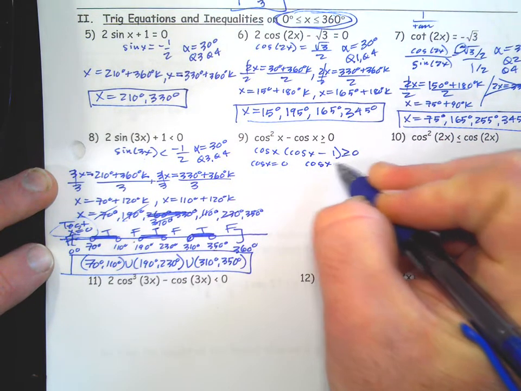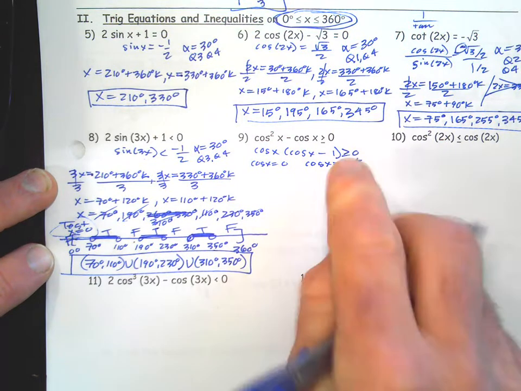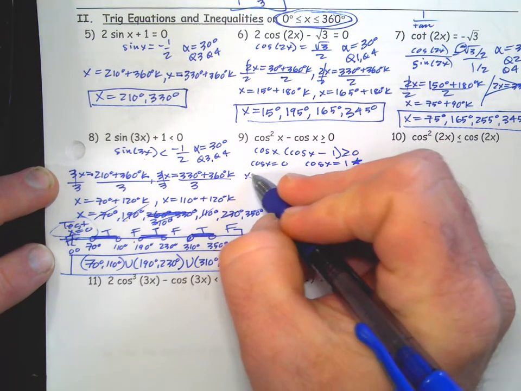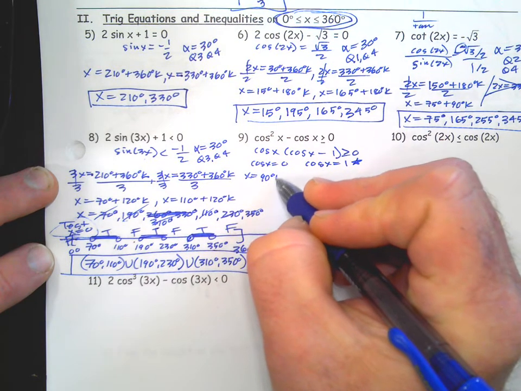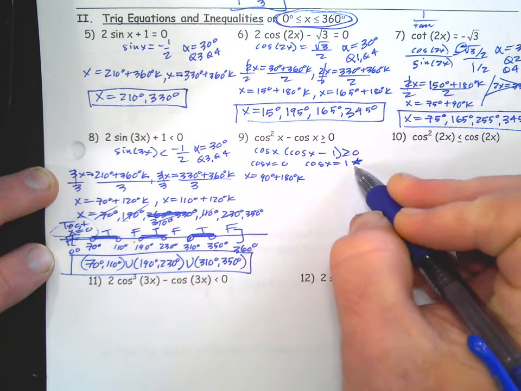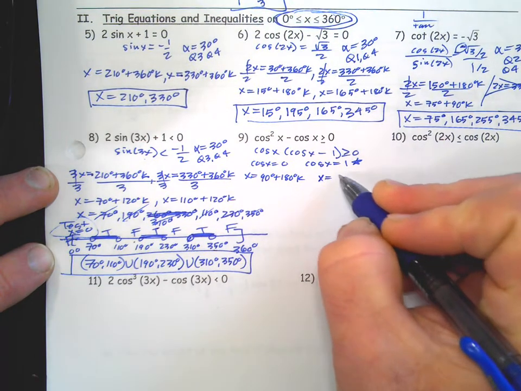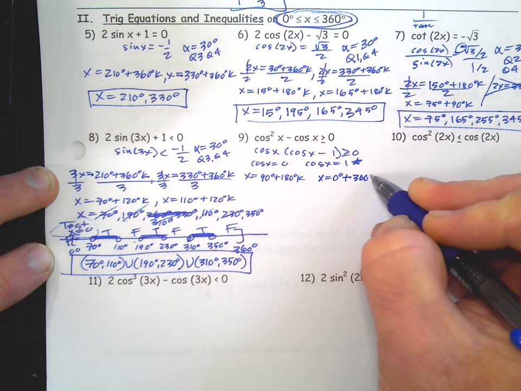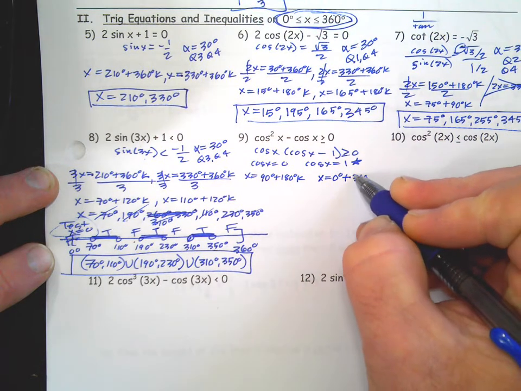Alarm bells going off. That's going to be one that bounces off the graph. So we've got to keep track of those. When does cosine equal 0? 90 plus 180k. No reference angle, special case. When does cosine equal 1? At 0, which you need to include, plus 360k.